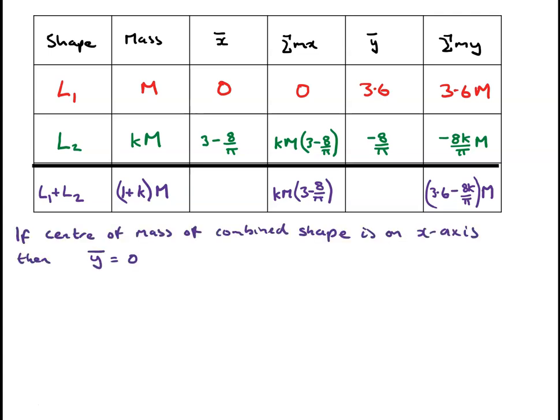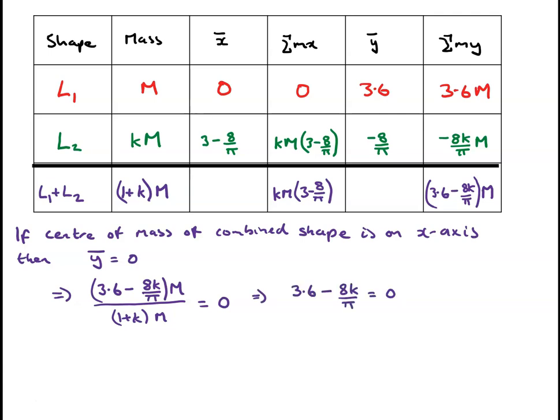We're told that the centre of mass of the combined shape is on the x-axis, so y bar must equal 0. So we've got (3.6 minus 8k over pi) times m divided by (1 plus k) times m must equal 0. In other words, 3.6 minus 8k over pi must equal 0, or k must be 3.6 pi divided by 8, which is the same thing as 9 over 20 of pi.